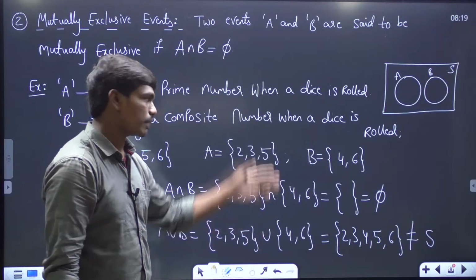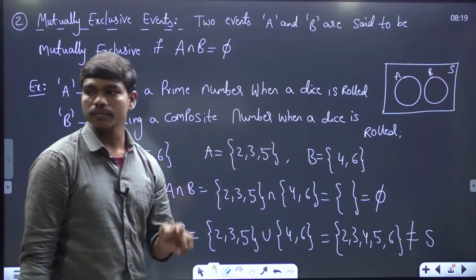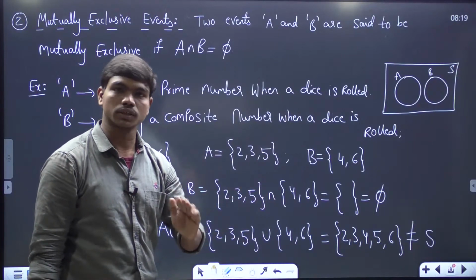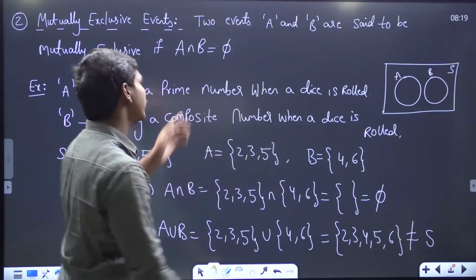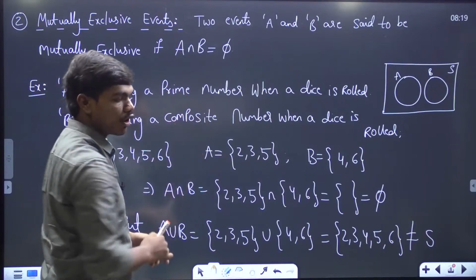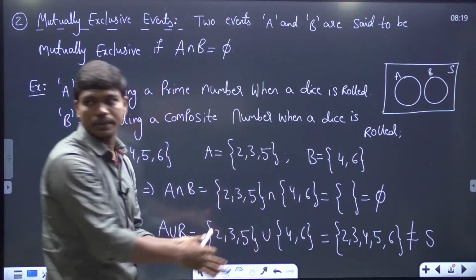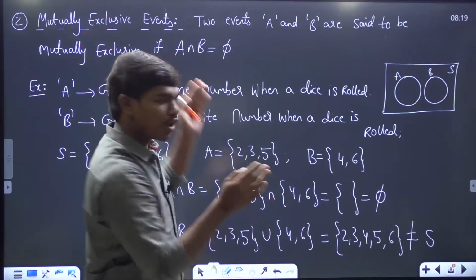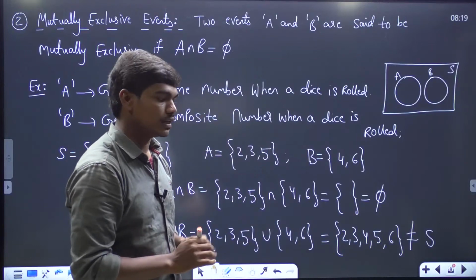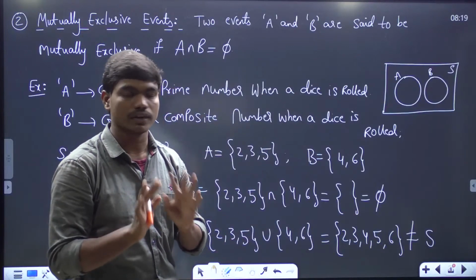Yeah, it's also an example, but I intentionally took this to show you the difference between these two. Some events can be mutually exhaustive as well as mutually exclusive. Both can happen. For example, if I take the events as getting an even number and getting an odd number, then A intersection B is empty and also A union B is equal to S. So there can be events that are mutually exclusive and also mutually exhaustive. It all depends upon the random experiments and the events that we are focusing on.